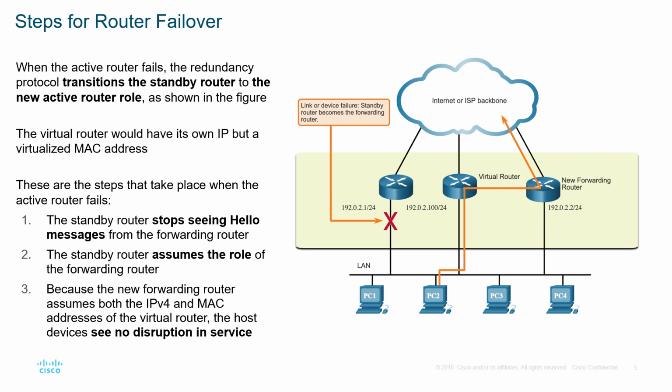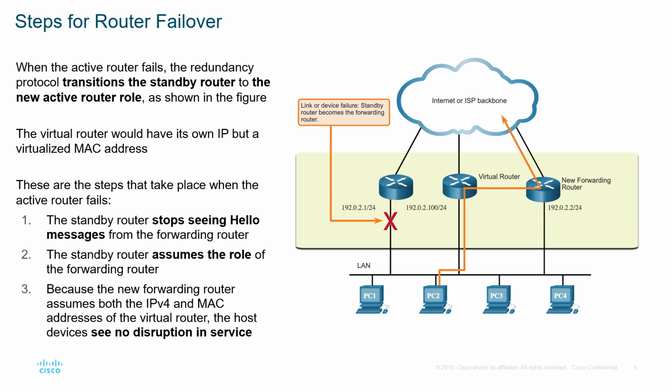These are the steps that take place when the active router fails. The standby router stops seeing hello packets. When it stops seeing hello packets, it realizes that something is wrong. So it jumps in and assumes the role of the forwarding router, again, the physical forwarding router. It takes over for forwarding those packets. Because the new forwarding router assumes both the IPv4 and MAC address of the virtual router, the host devices see no disruption whatsoever in service.